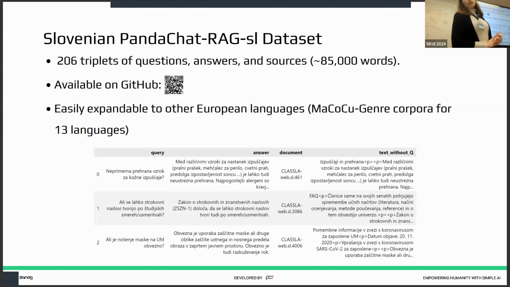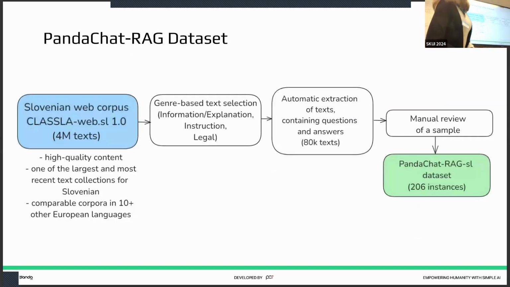Inter alia, the MaCoCu genre corpora have been recently released, and they are of exactly the same format as the corpus that we used, but comprise 13 languages. So this means that the methodology can be easily expanded to all South Slavic languages, but also Icelandic, Catalan, Turkish, Ukrainian, and other languages. So this is how we developed the dataset.